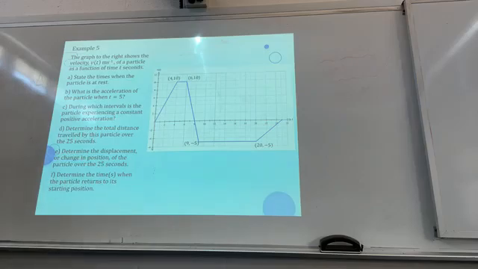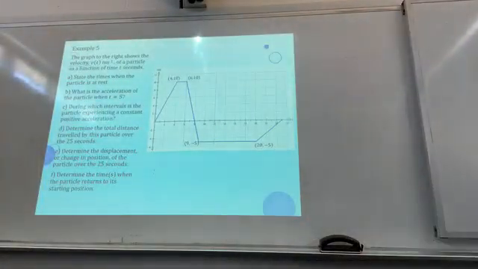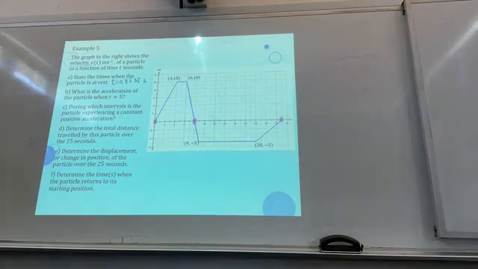State the time when the particle is at rest. That is when v(t) equals 0, so you're looking at the roots, the x-intercepts. I've highlighted the three points, which give you t equals 0, 8, and 25 seconds. Is 0 included? Yes, 0 is included because you're starting from rest. You have to include this one.